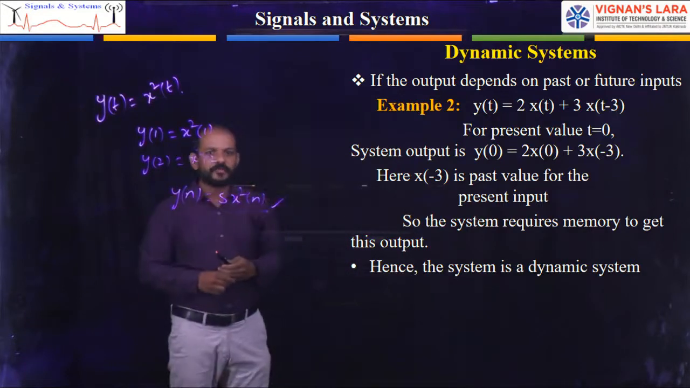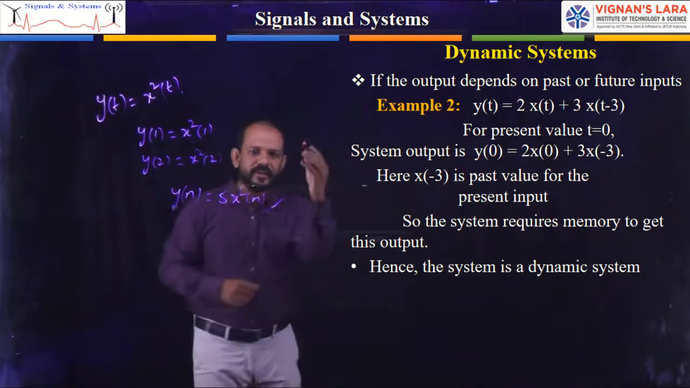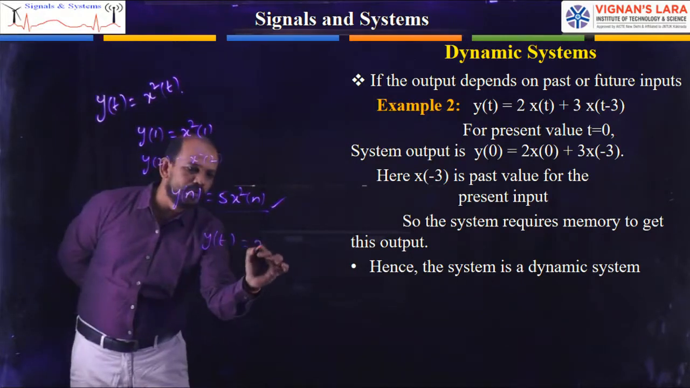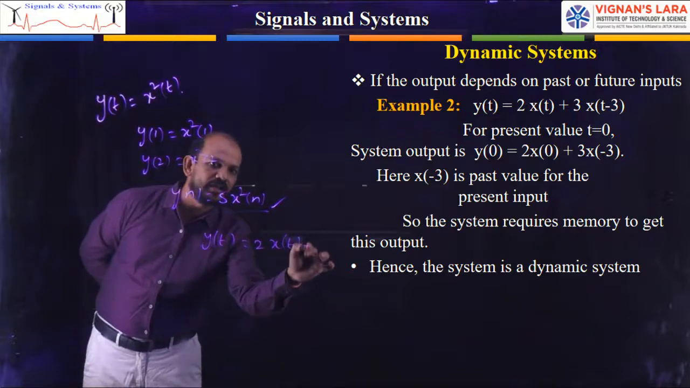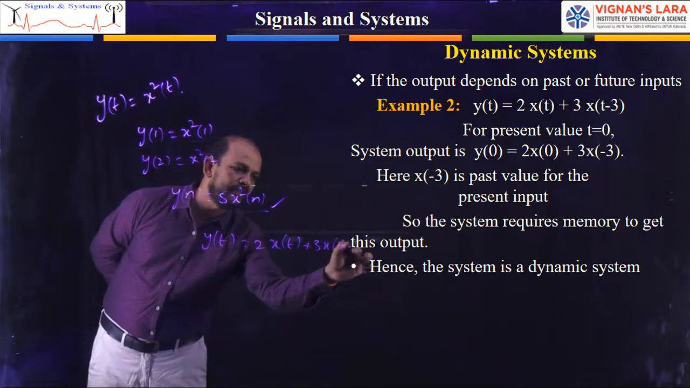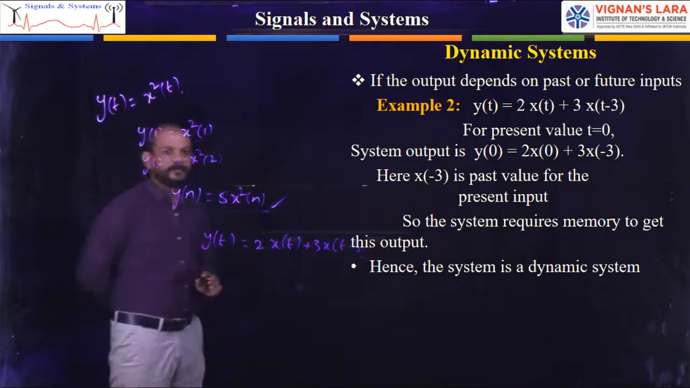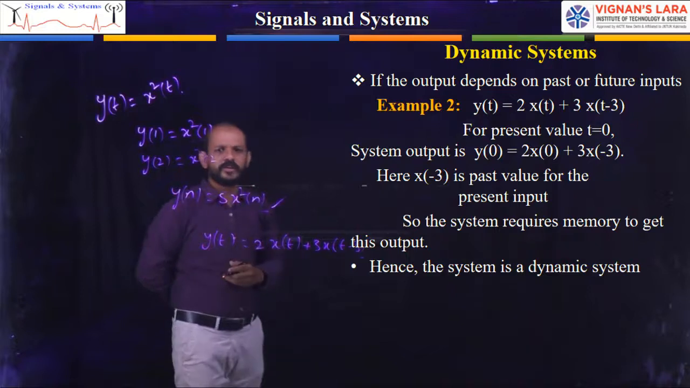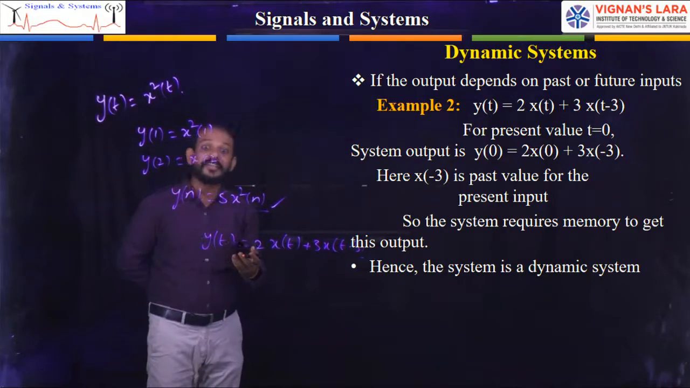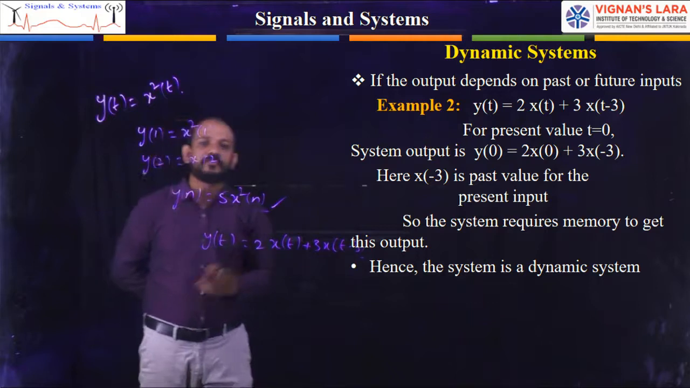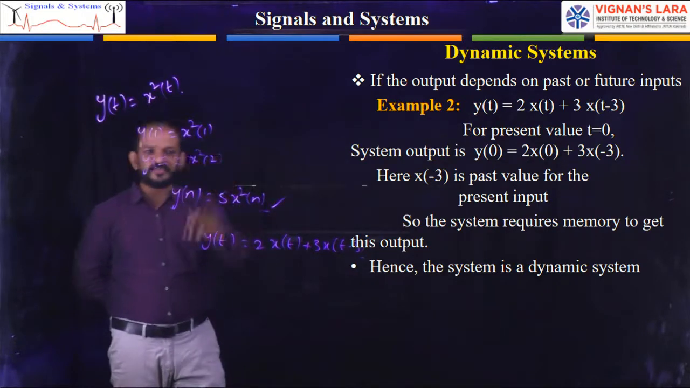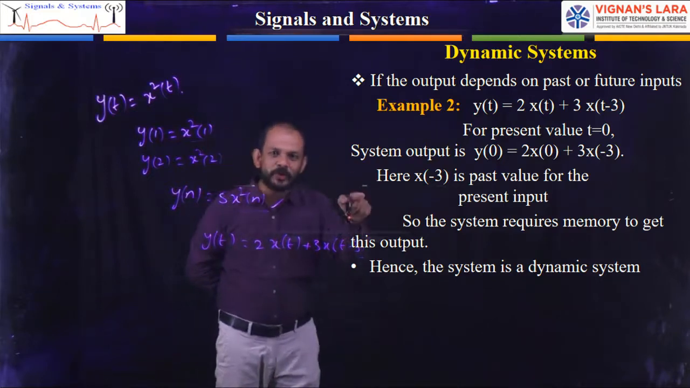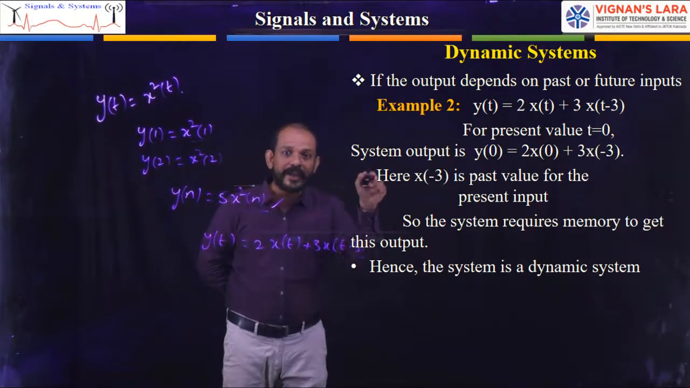And the example we have taken is y of t equal to 2 into x of t plus 3 into x of t minus 3. For the present value of t equal to 0, what is the output? y of 0 equal to 2 into x of 0 plus 3 into x of 0 minus 3. So the answer is y of 0 equal to 2 into x of 0 plus 3 into x of minus 3.